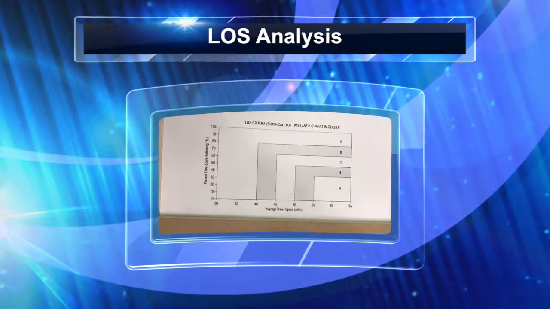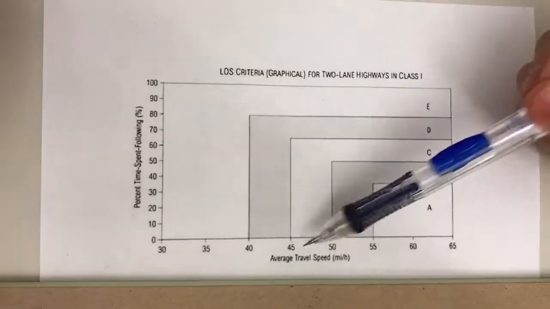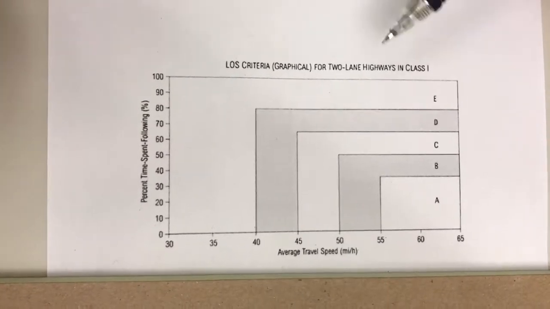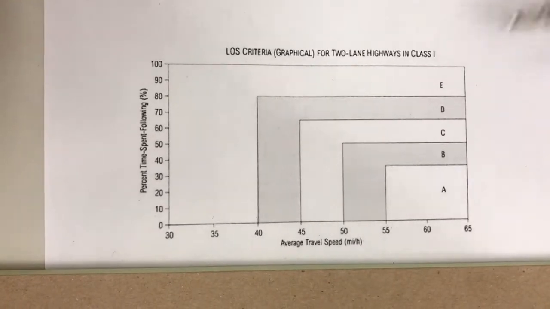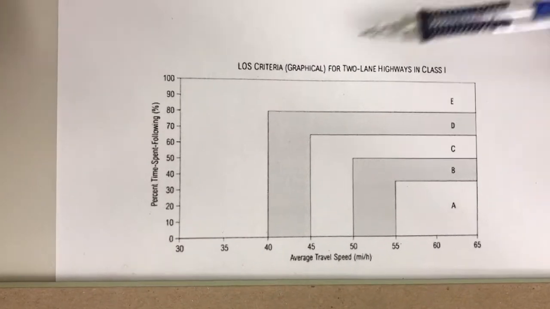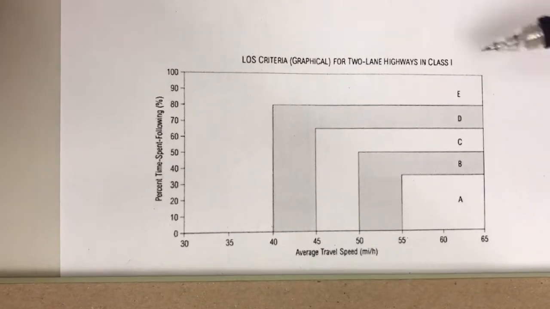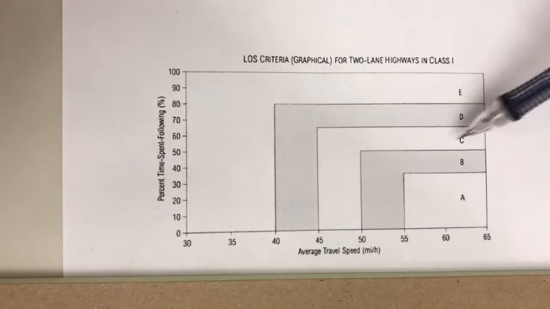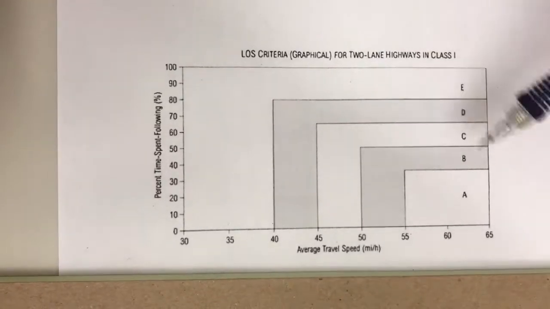Okay, so as you can see here, we have a graph of percent time spent following by average travel speed. This is a level of service graph, which basically explains the level of service of a highway. The level of service of a highway is usually graded A, B, C, D, or E. I guess basically like in school, you get an A for the best, B pretty good, C all right, D, and etc. So every highway is given a grade.